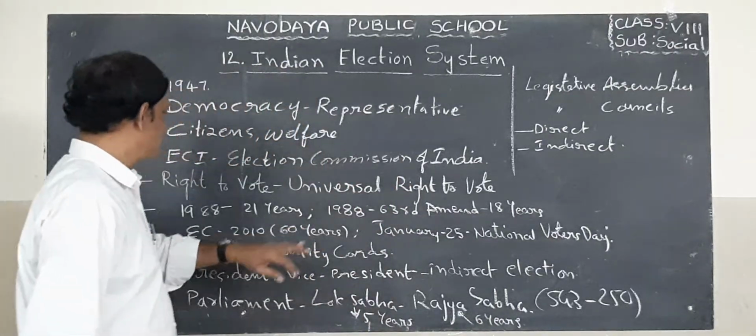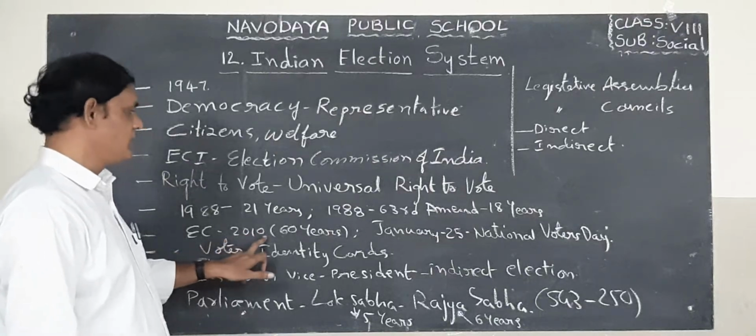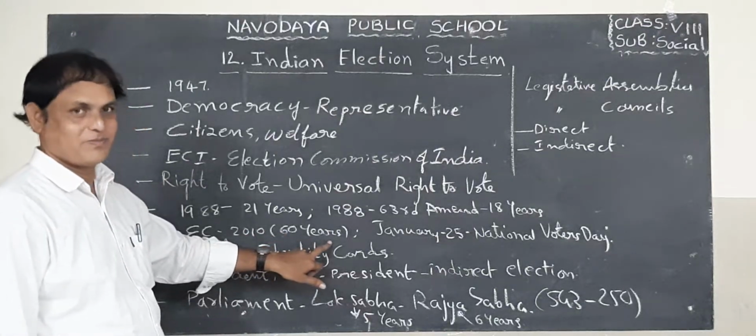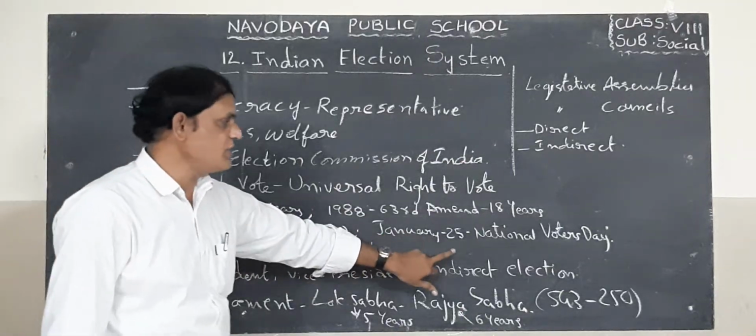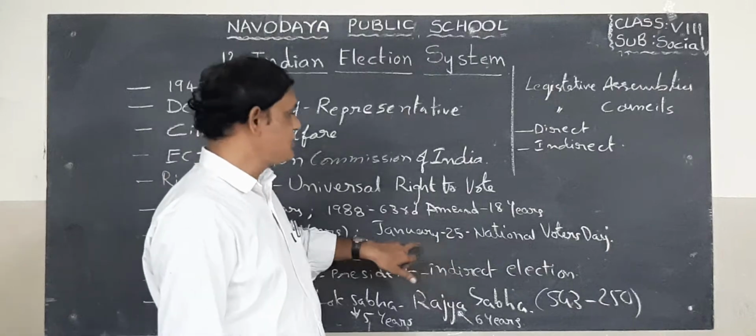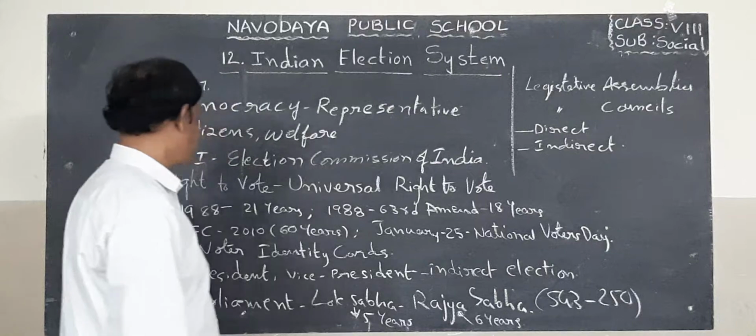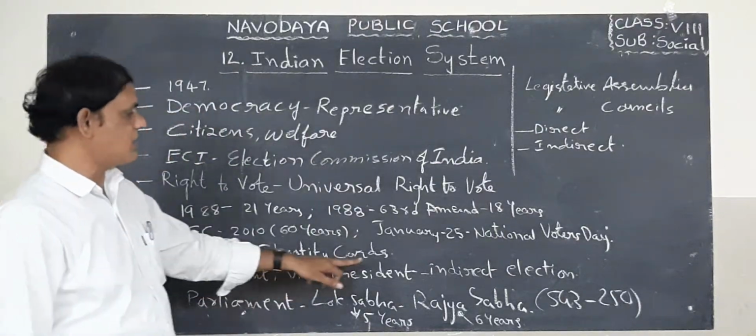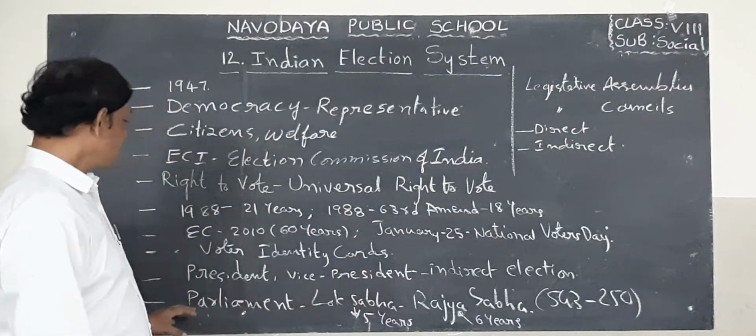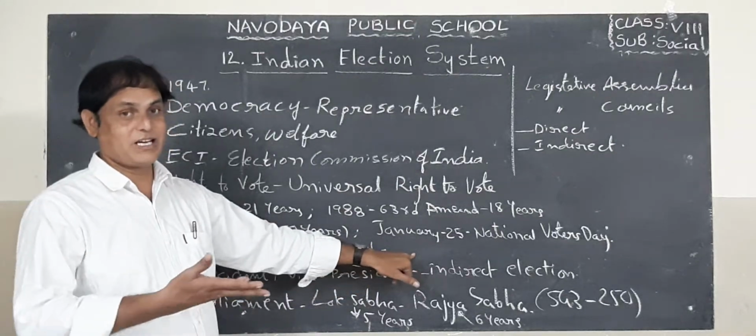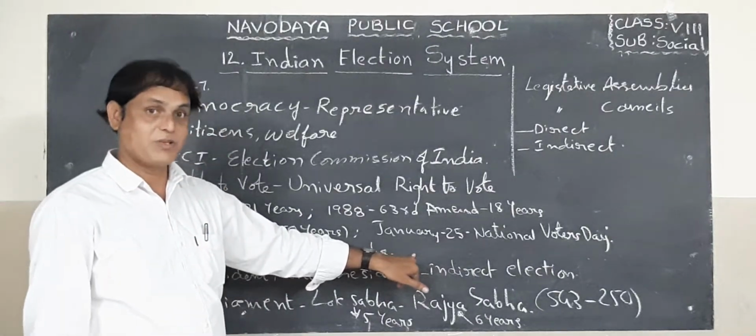Students listen. Next one, this Election Commission completed 60 years by 2010. Next one, January 25th, we observe this day as National Voters Day. Voter identity cards are also given by the Election Commission. An election commission is there at state level and central level also.